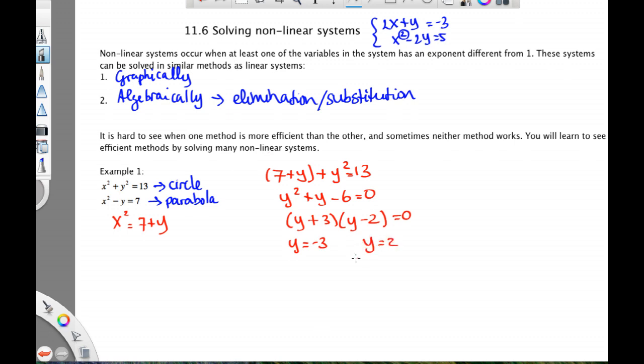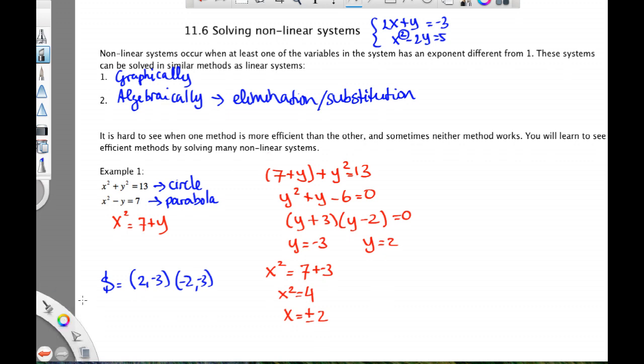So there are two y values that I then need to check. I need to plug these in over here and see what happens. So if y is negative 3, then x squared would be 7 plus negative 3. So x squared is equal to 4, and that would give me plus or minus 2. And don't forget plus or minus. So right now my solution set includes (2, -3) and (-2, -3).